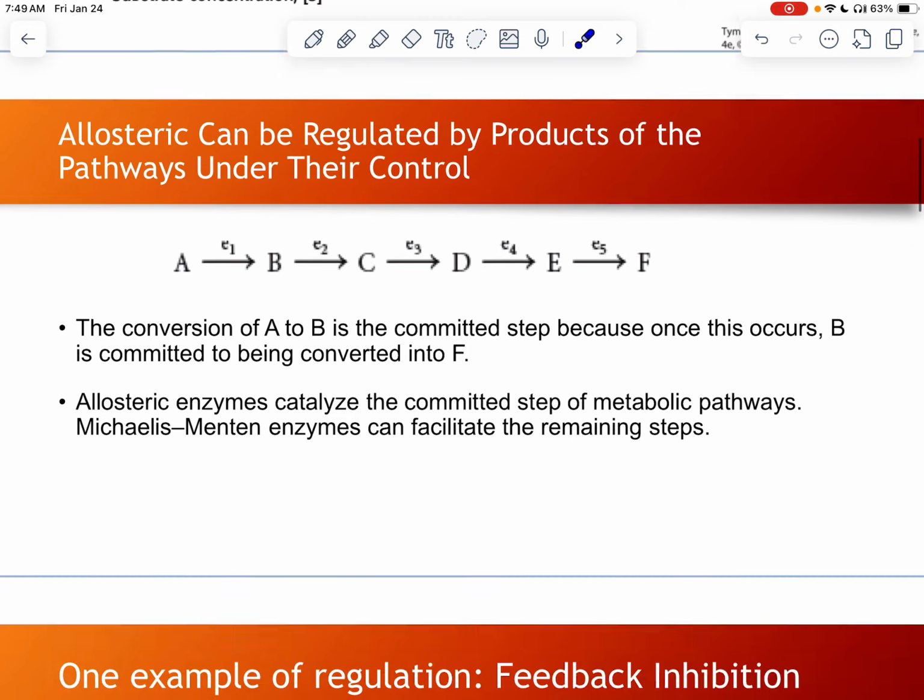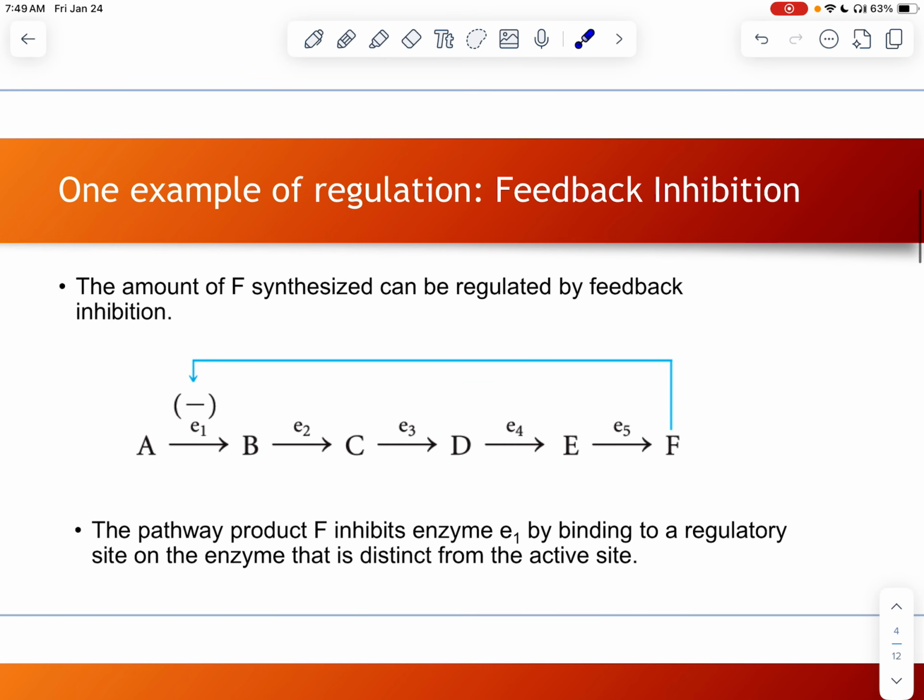So one example of this regulation would be feedback inhibition, where in this particular case, maybe the amount of product F comes back and binds somewhere on this first enzyme, this allosteric enzyme. And when it does that, it changes the structural conformation. It changes the shape and then slows or limits the activity of that enzyme. And you can think about why that would work, right?